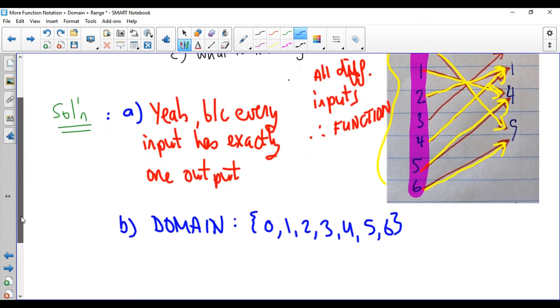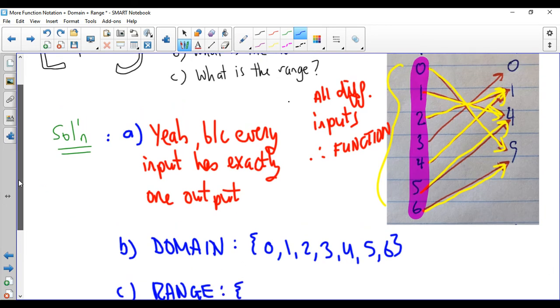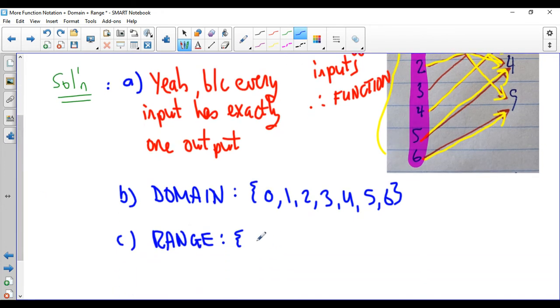All right. And then for the range, we do the same thing, just we're looking at the outputs, or the y values. And if you look here, the range goes from 0, then 1, then 4, and 9. So we'll write that. And that is it. All right.